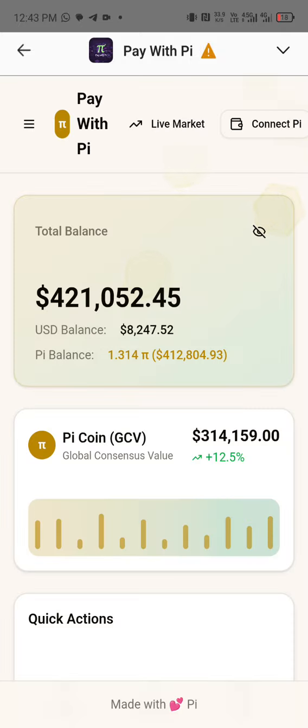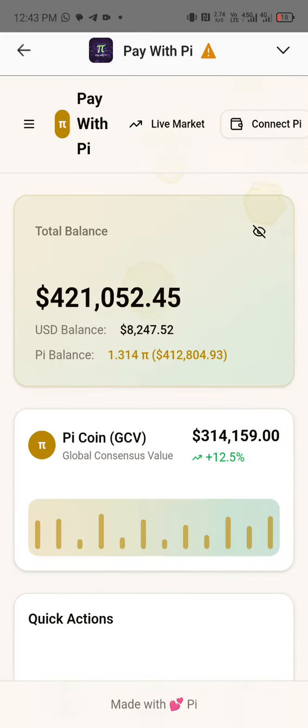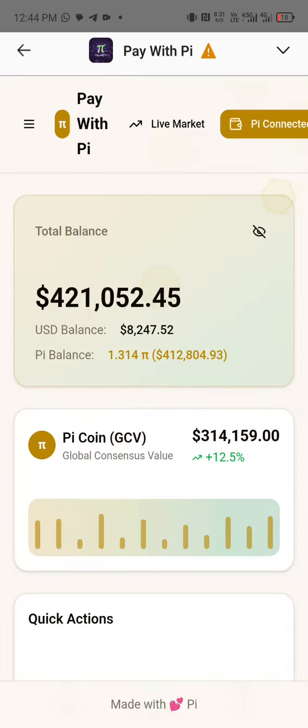Allow it to open. So this is it. Pi has been listed on the app with the 314,159 GCV. So I think work is still ongoing. I want to connect Pi, connect with Pi blockchain. Work is still ongoing. Then if you want to check the live market, this is it.